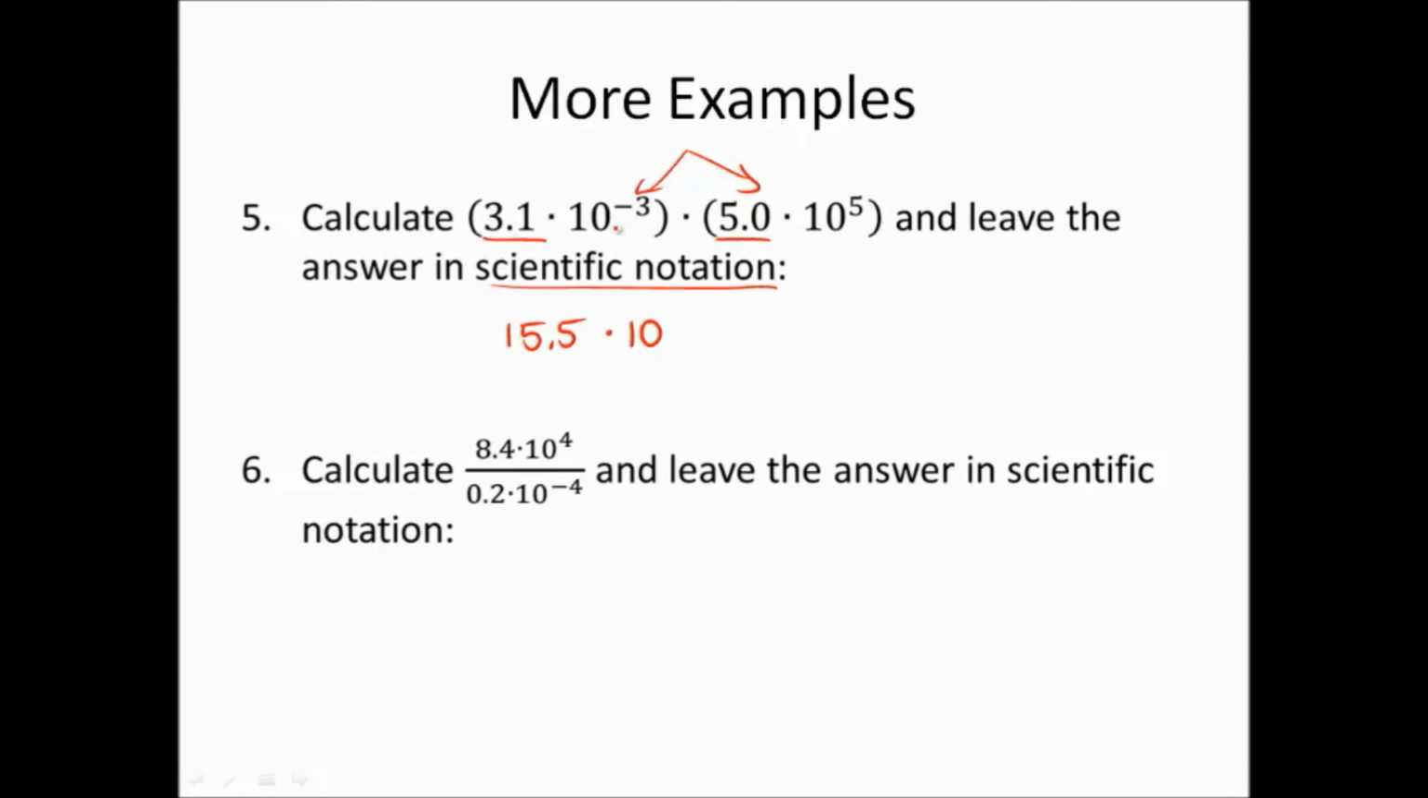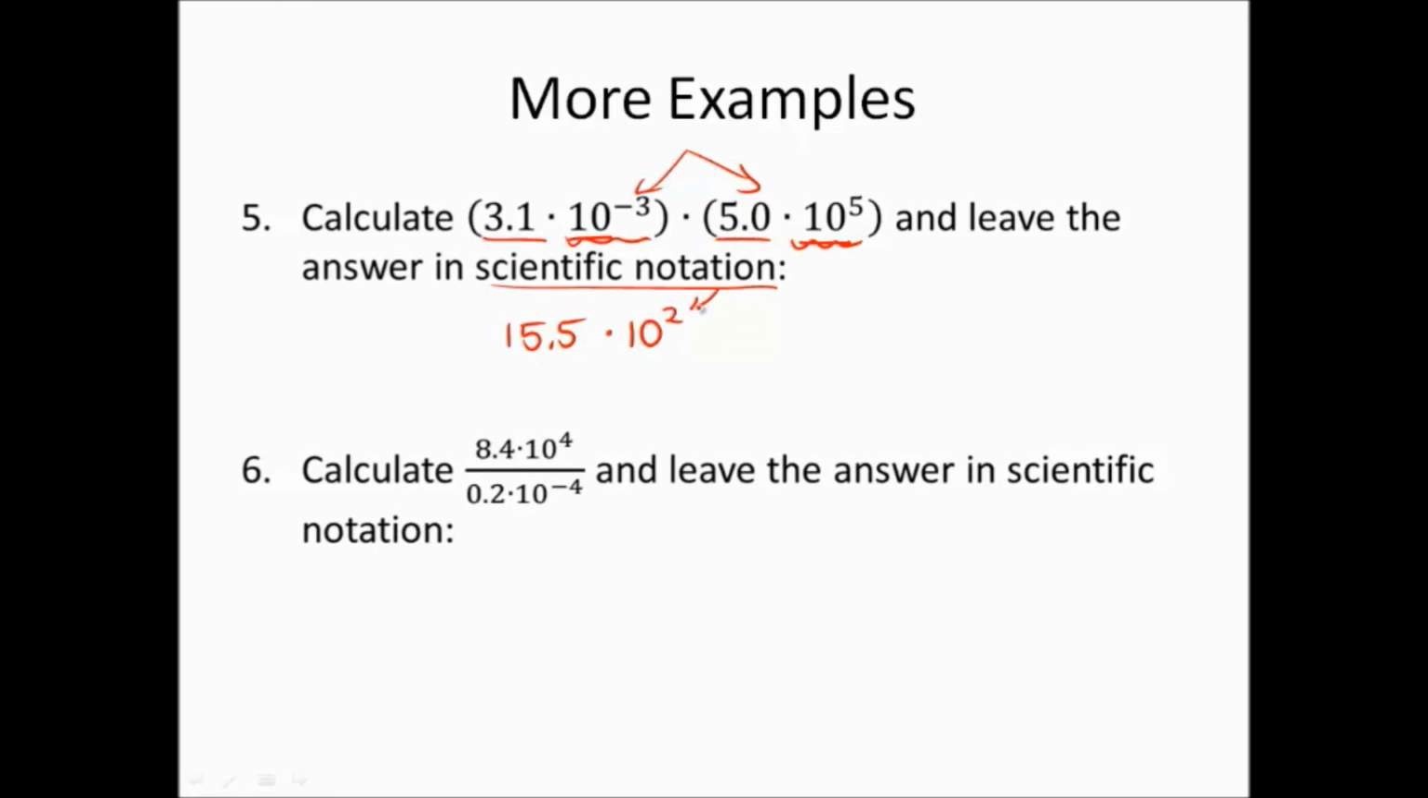Now if we take 10 to the negative third times 10 to the fifth, remember that when you have powers of the same base, you can add the exponents when you multiply them. So that would be 5 minus 3, giving us 2. Notice that this is 15.5 times 10 to the 2.